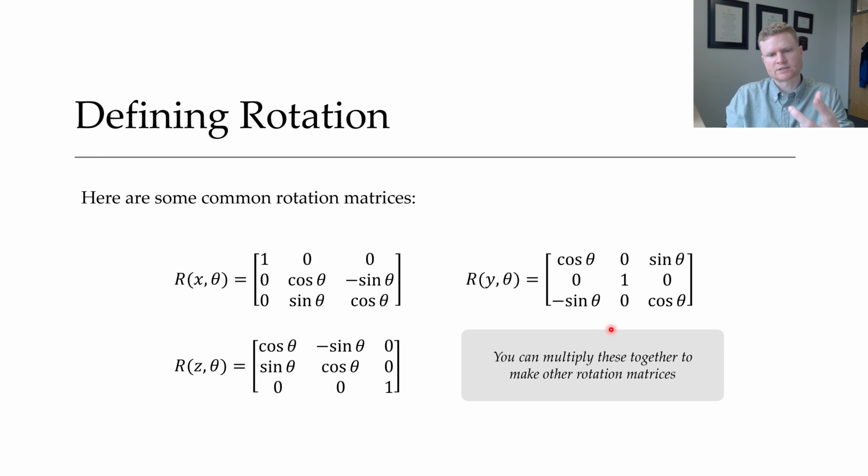So if you want to take an object and rotate it around both the x and y axis, well, you can multiply rotation around x by theta degrees, and then multiply that by rotation around y by theta degrees, and there you go. Now you've got a new rotation matrix that rotates around both x and y. And you know that the output is a rotation matrix because of the proof we just went through.